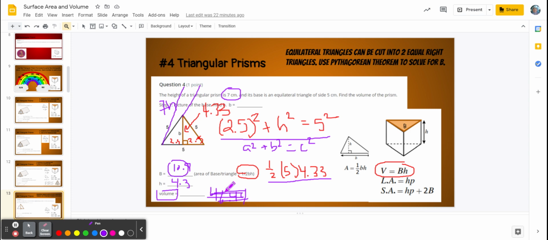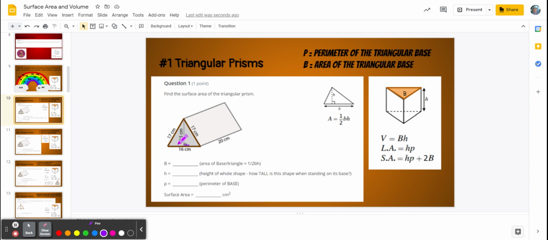Correct. Okay, so for this one, you've got your triangular prism. The base here is 10.8 and the height is 7. So to find the volume, you need to multiply these two things. No, this is little b. And then once you have the whole area, it's big B.